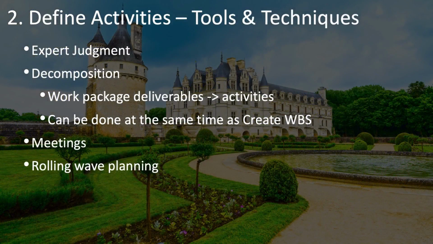Tools and techniques include expert judgment, of course, decomposition, because you're going to follow the same sort of process that you did when breaking down the work breakdown structure. You'll take these work package deliverables and identify the activities, and those activities may have sub-activities and so on. In fact, you could do this at the same time that you're creating the work breakdown structure, or you could do it afterwards. But either way, it involves this same technique of decomposition.